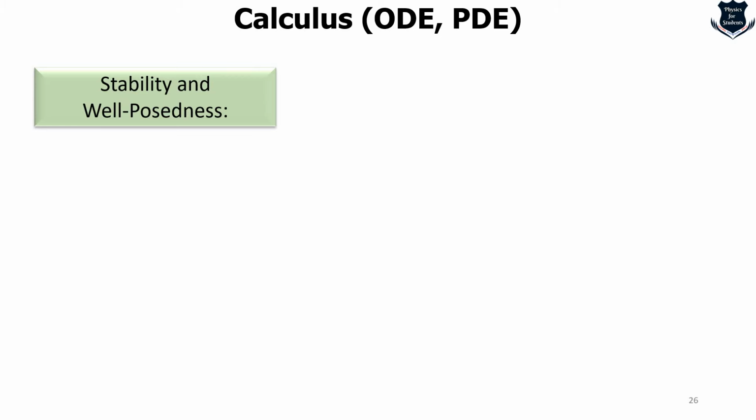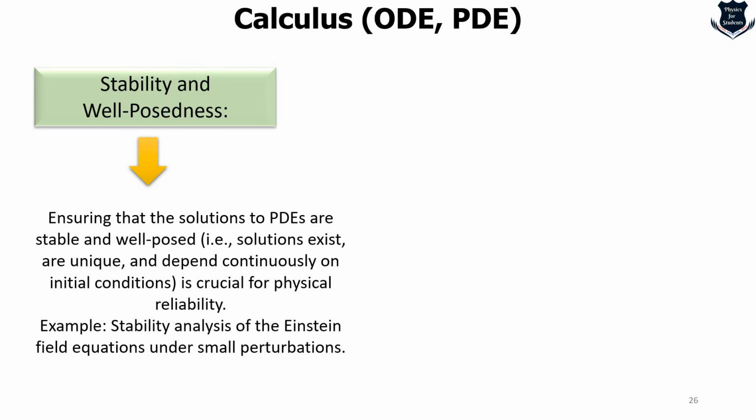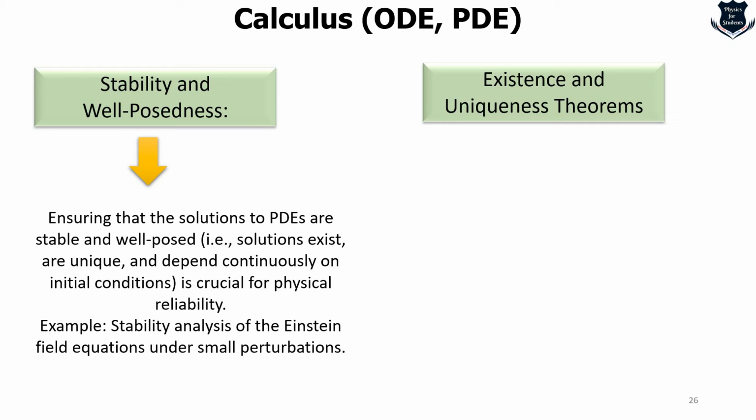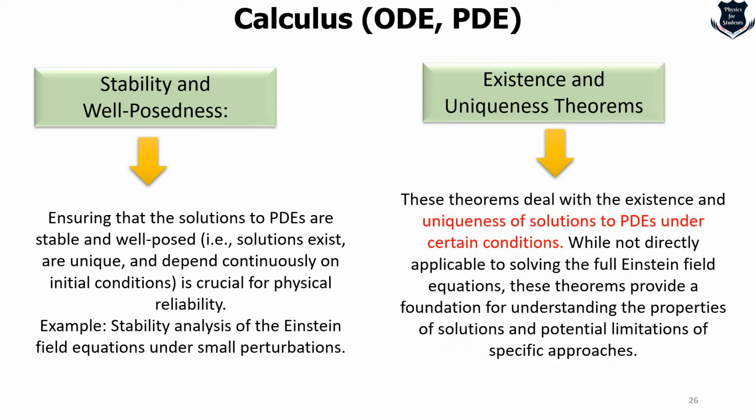The stability and well-posedness, what I'm trying to mean, is that it ensures that the solutions of PDEs are stable. That means these are the stability analysis under what we call very small perturbations. And the existence and uniqueness theorems, because these theorems deal with existence and uniqueness of solutions that come under PDEs. So while not directly applicable to solving Einstein field equations, these theorems provide a foundation for understanding the properties and what are the potential limitations of these specific approaches.